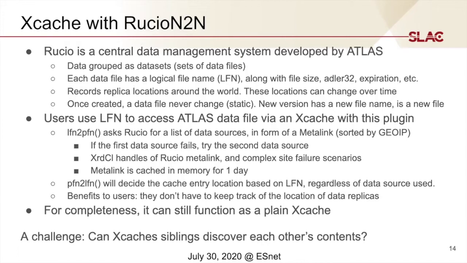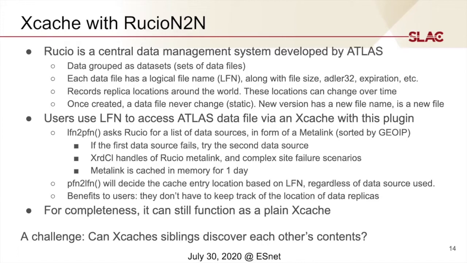Xroot keeps track of each of these files, and each file has a logical name in Xroot, along with the file size, the checksum, expiration dates, and probably ownership. Because we distribute data around the world, we need to record which site has this file, how many replicas we have around the world, and where they are. These locations can change over time because we move data around. Another key feature of Xroot is that once a file is created, the data file will never change. If you generate a new version of this file because your software improved, you create a new file. It is a new file.